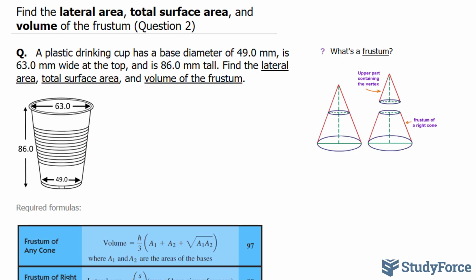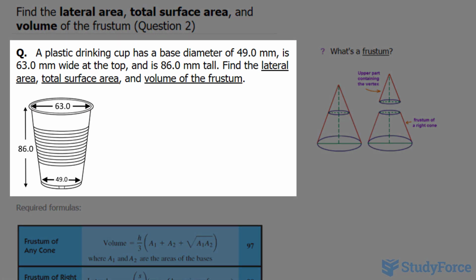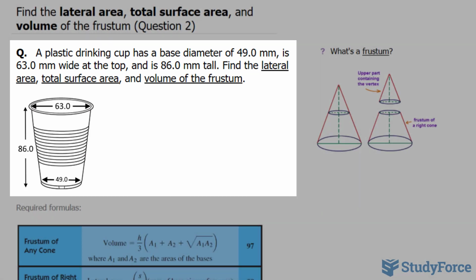In this video, I'll show you how to find the lateral area, total surface area, and volume of a frustum. This is question 2 in the series. The question reads: a plastic drinking cup has a base diameter of 49.0 millimeters, is 63.0 millimeters wide at the top, and 86.0 millimeters tall. Find the lateral area, total surface area, and volume of the frustum.